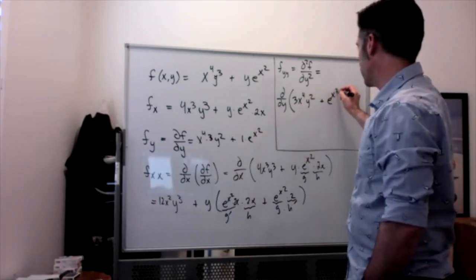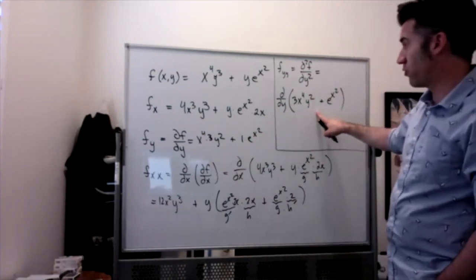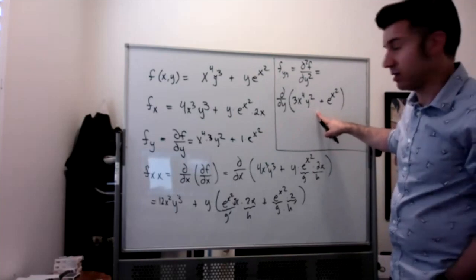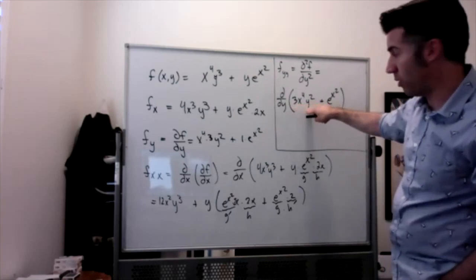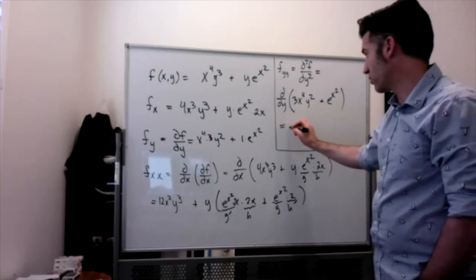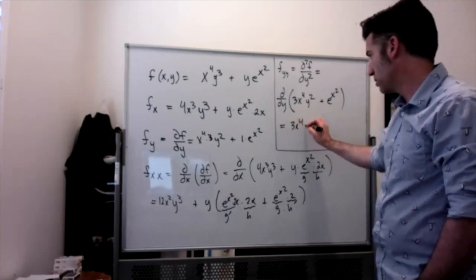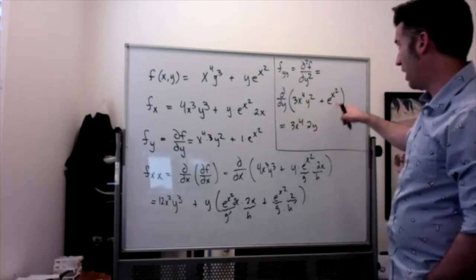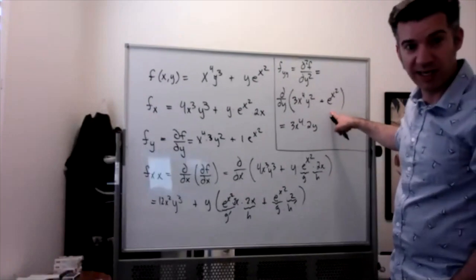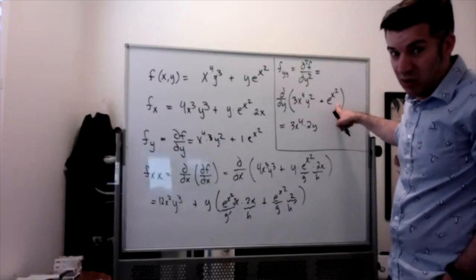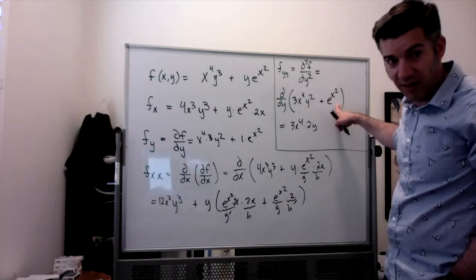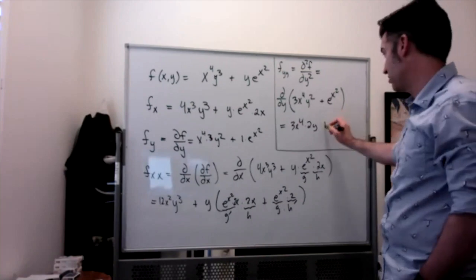This is actually going to be much easier. Again, we're treating y like a variable and x like a constant. So I have a constant times y squared. The derivative is going to be the constant times 2y. I have a constant, e to the x squared. There's no y's in there. Y is my variable. X is a constant. That's a constant.